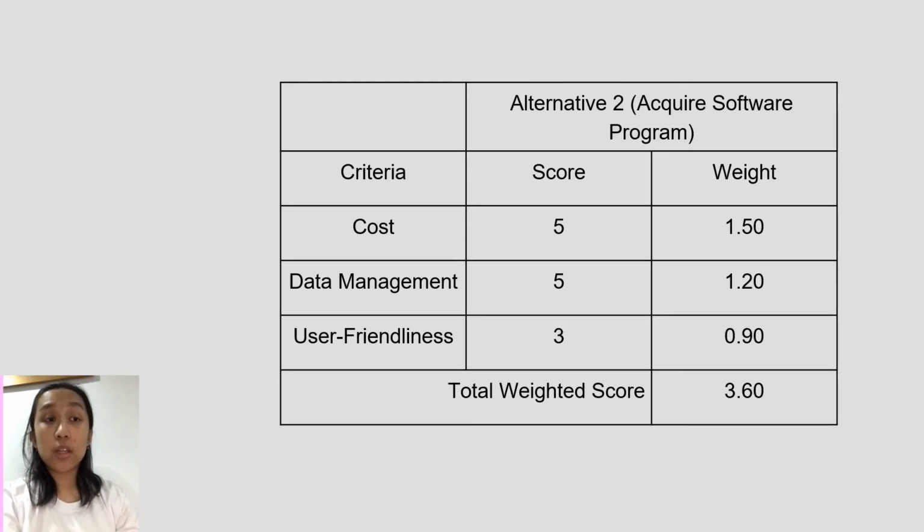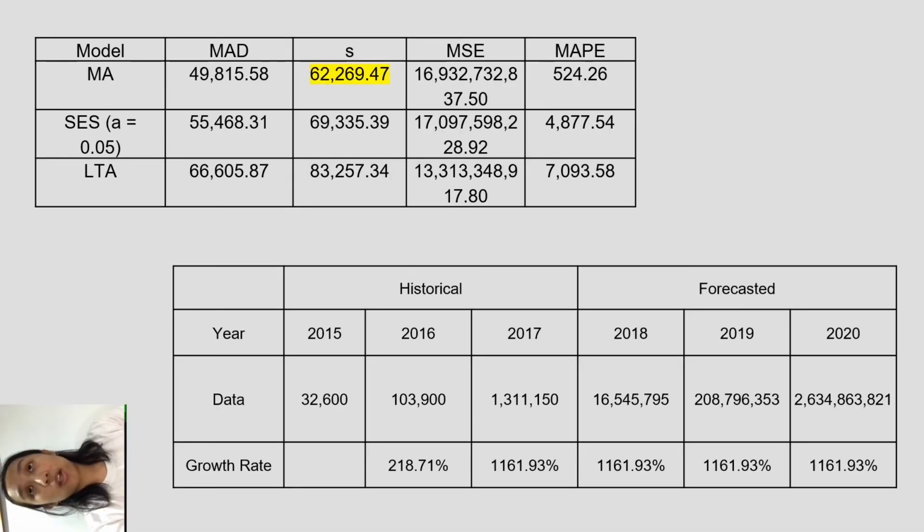Now, for alternative 2, acquiring a software program, cost is at a 5 with the given price tag for its monthly subscription. Data management is at a 5 due to its built-in functionalities or add-ons, and user friendliness is at a 3 due to how it needs time to perfect how to use the program itself. Now that we have analyzed all alternatives of all root causes, we can see what should be used.